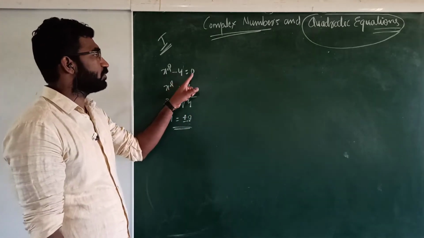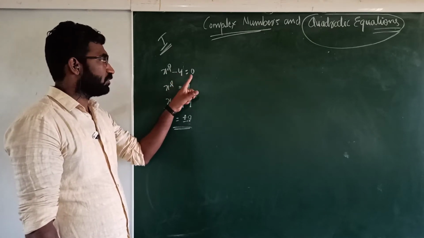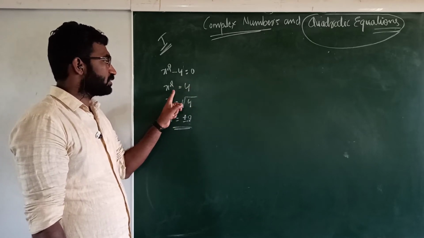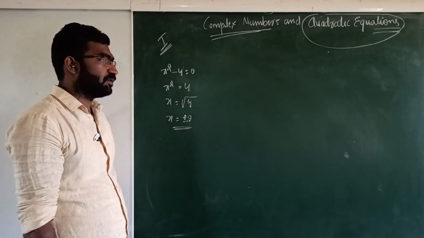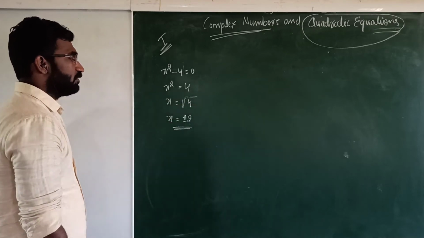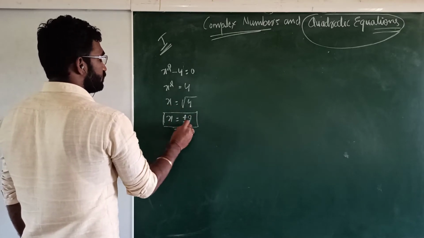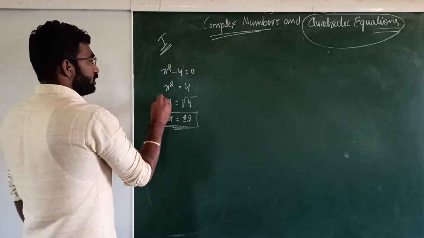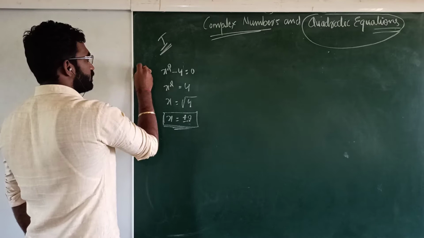x square minus 4 equals to 0, x square equals to 4, since minus 4 goes to the right it becomes plus 4. So taking square root on both sides, if the square goes to that side it becomes root. Square root of 4 will always be plus or minus 2. Here the x value is plus 2 or minus 2.